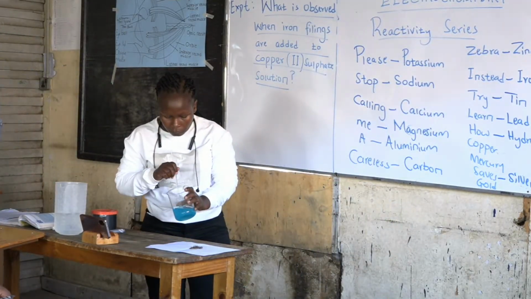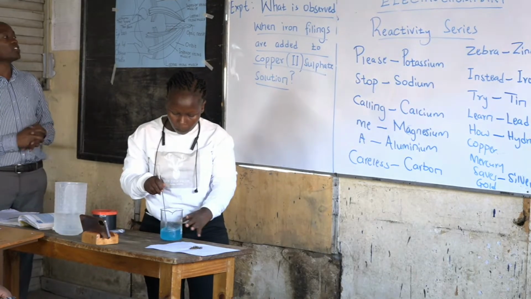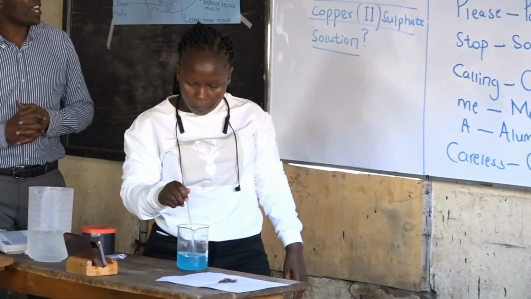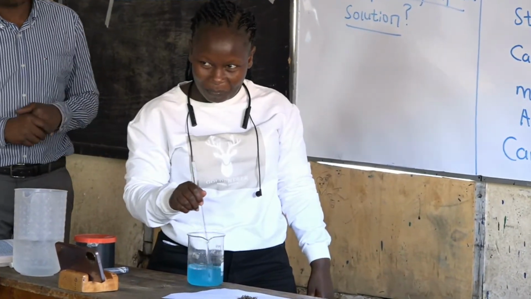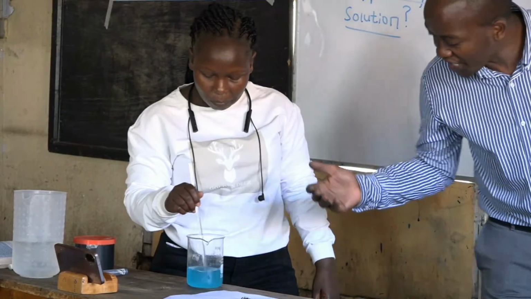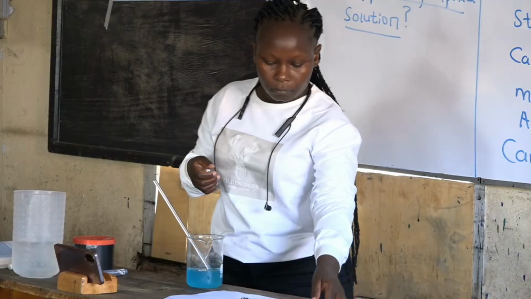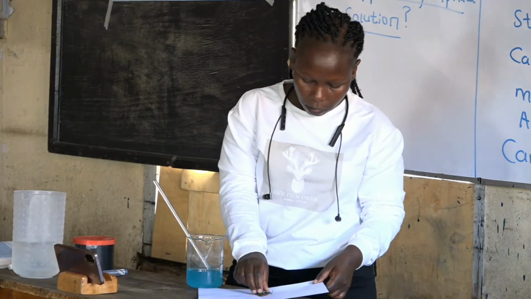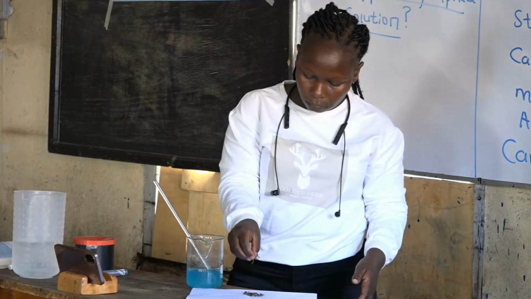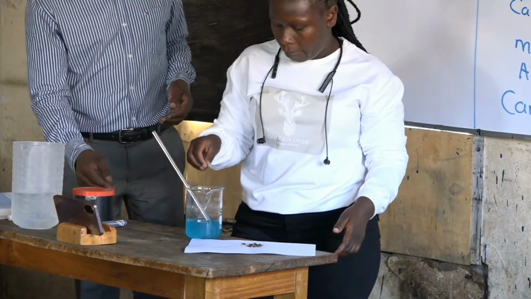Then we learn more about that, because we are asking ourselves what is observed when iron filings are added to copper 2 sulfate solution. What's observed when iron filings are added to copper 2 sulfate solution? Yeah, I can see now the solution is ready. Very good. Then she's going to add iron filings into the solution of copper 2 sulfate. Use maybe a spatula, or you can just place them like that, no problem.